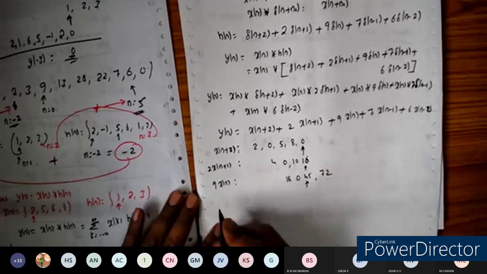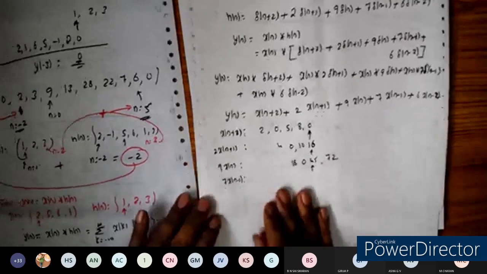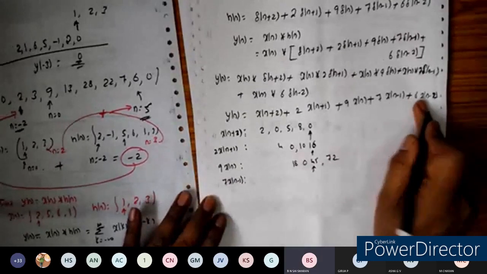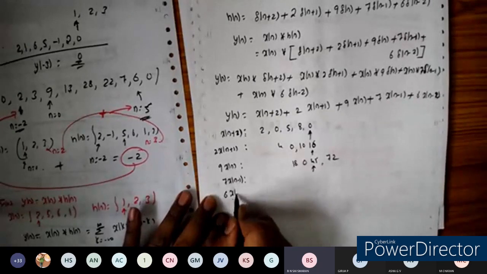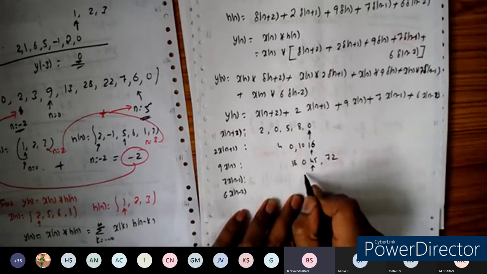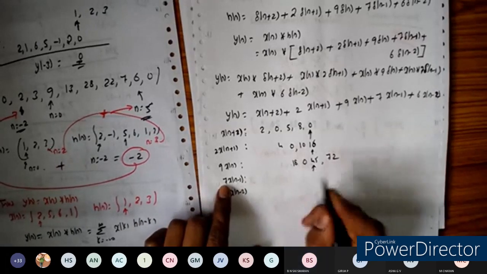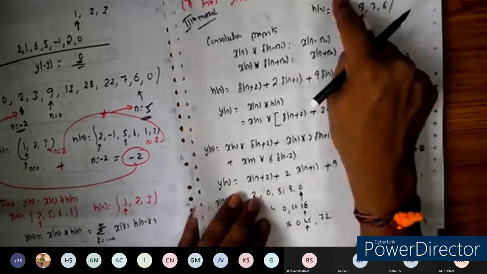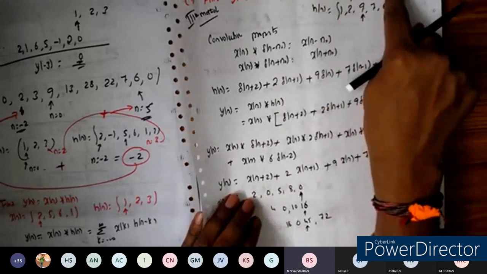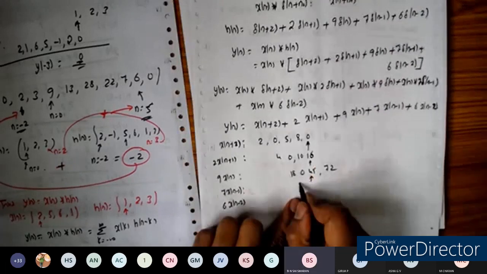Next one is 7 into x of n minus 1. Can anybody tell me the answer? Next one is 7 into 6 into 0. Tell me the answer. 7 into x of n minus 1. So the origin will be shifted towards the right. The signal will be shifted towards the right side. So how much? 14? Yes, sir, 14.